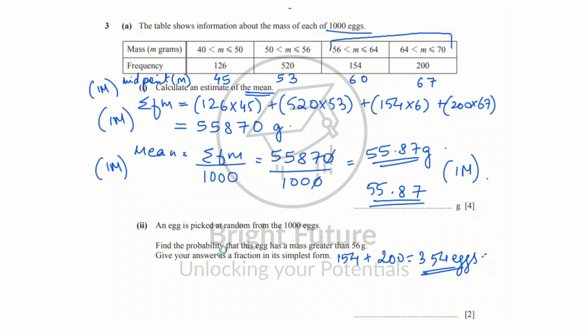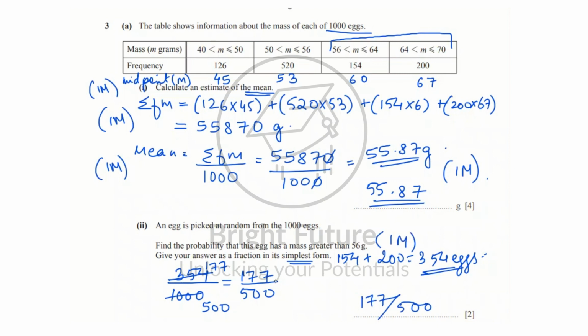Now we have to find the probability of it. So probability will be 354, the successful events, upon the total number of eggs, which gives me 177 upon 500. How? Even number in the end, so this becomes 500 divided by 2. This is 177. 177 upon 500 is a fraction in the simplest form. So your answer is 177 upon 500. 1 mark you get for this calculation and 1 mark for finding the probability.